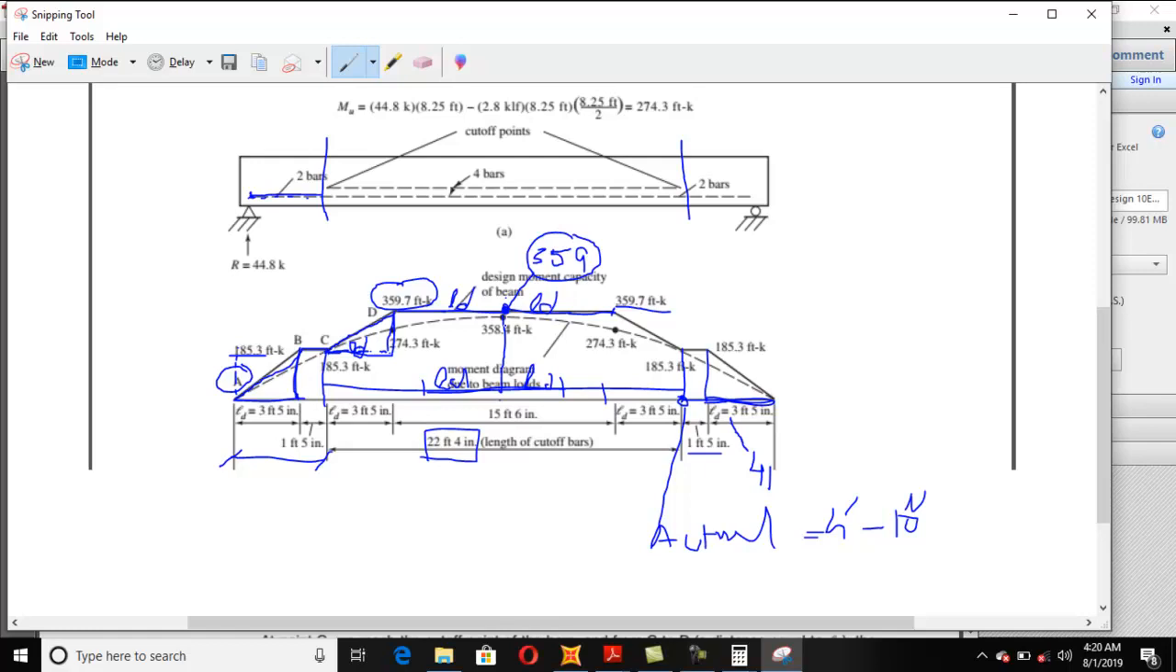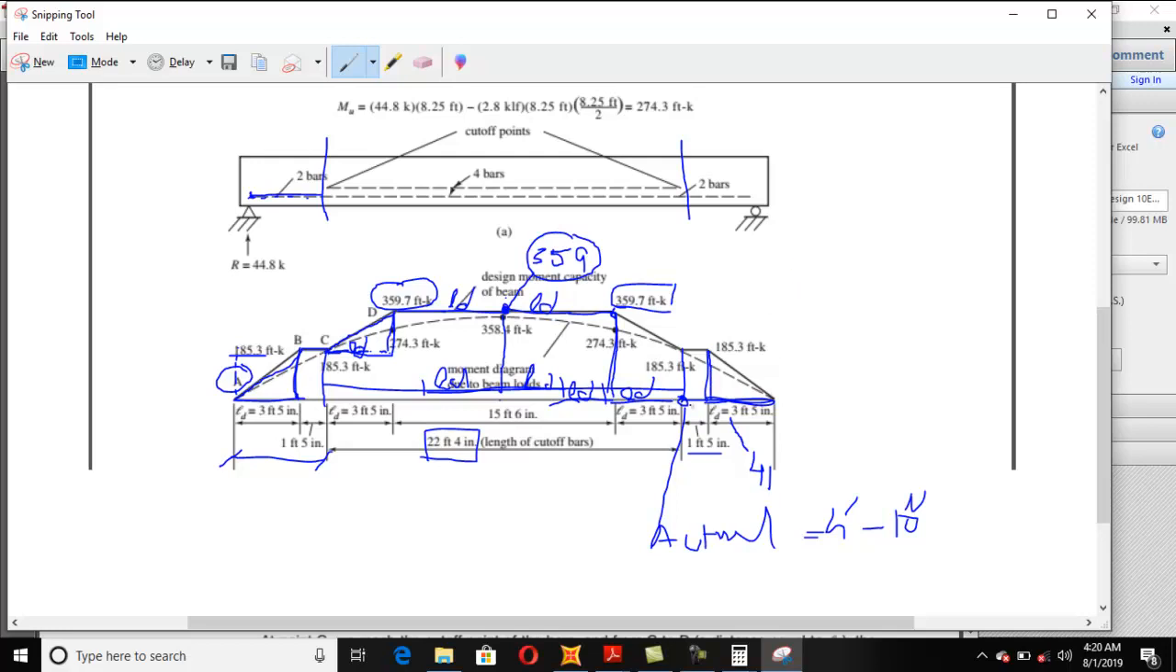On both sides this LD should be there. Similarly, if you want 359 at this point, that the design moment capacity of your beam must be equal to 359, so if you draw this point on the beam, on both sides of this point your bar must be embedded into the concrete up to LD distance, on both sides, okay. Then only the bar will give you 359.7 strength.